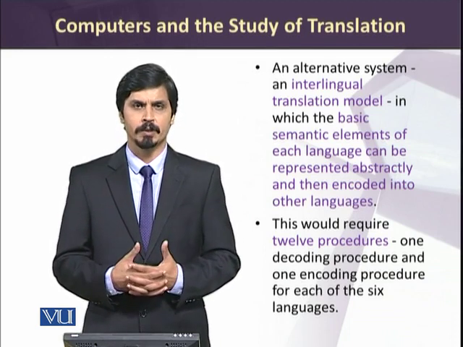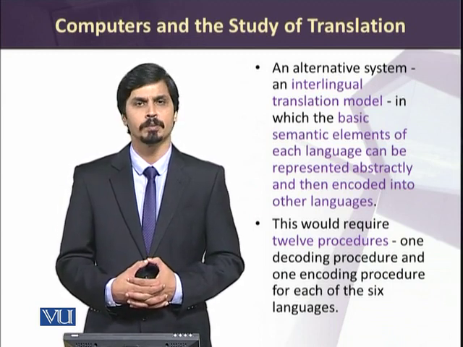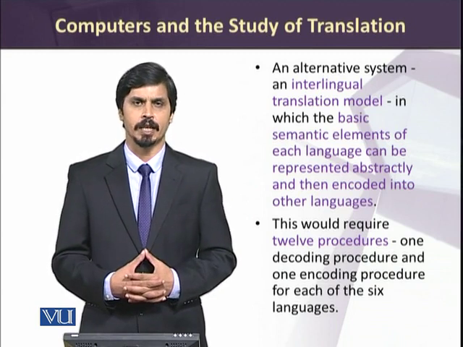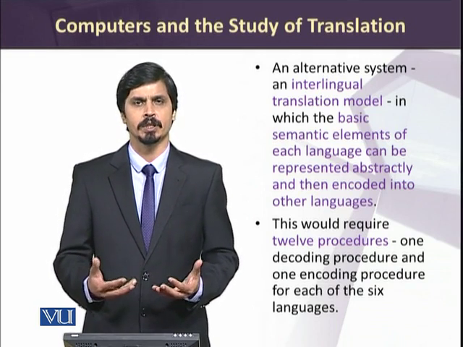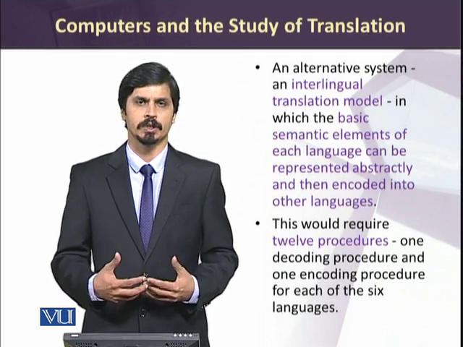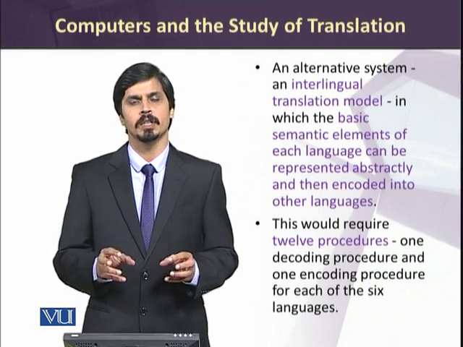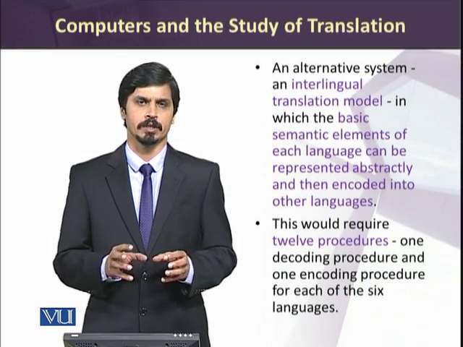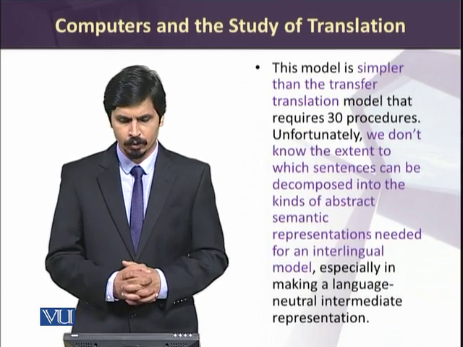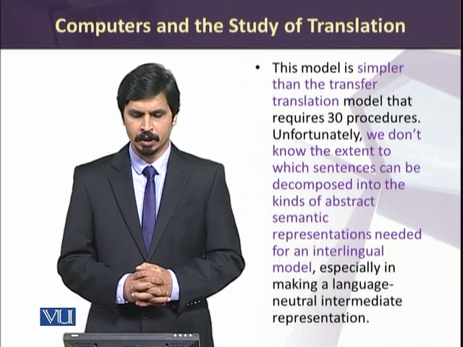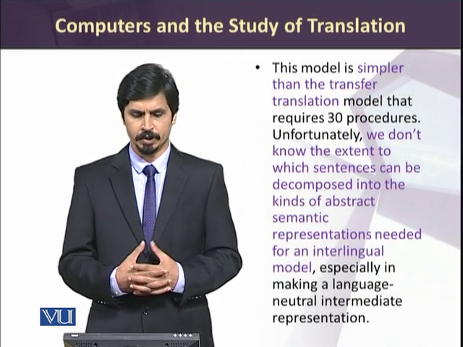This would require 12 procedures, one decoding procedure and one encoding procedure for each of 6 languages. Assume we are setting up a kind of machine or software for translation between 6 languages. This model is simpler than the other one, the transfer translation model, that would require 30 procedures. This only requires 12 procedures.